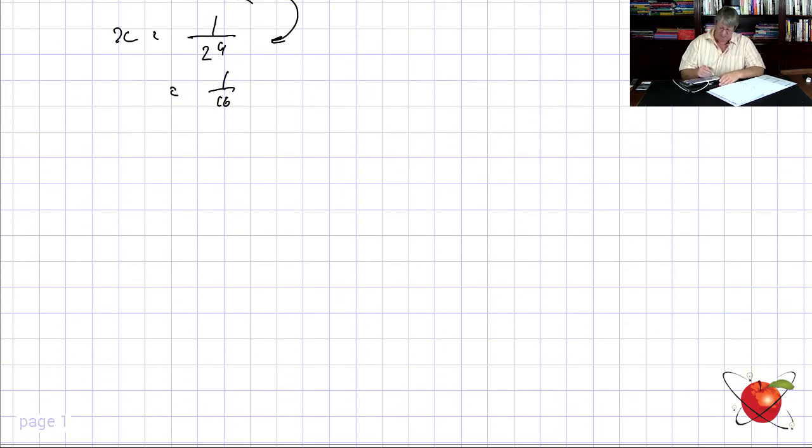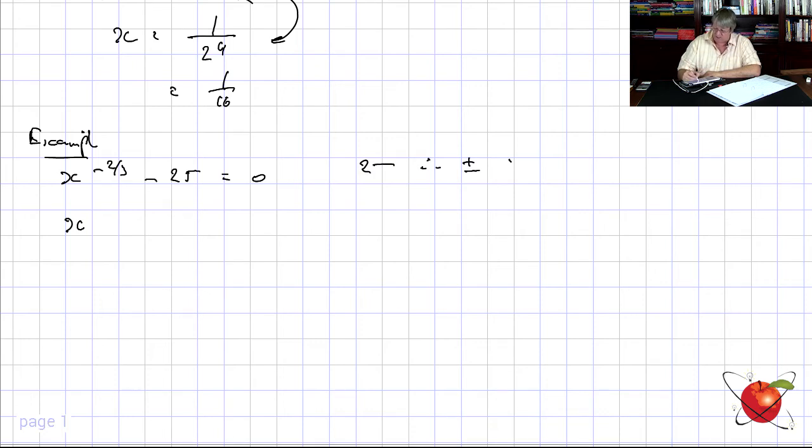Let's do another example. Here we've got x to the power of minus 2/3 minus 25 equals 0. Can you see we've got an even exponent? It's an even number on top, it's a 2. Therefore, plus or minus solutions. It's going to have a positive and a negative in the solution, isn't it? So therefore, x to the minus 2 over 3 is equal to 25. x to the minus 2 over 3 is equal to 5 squared.